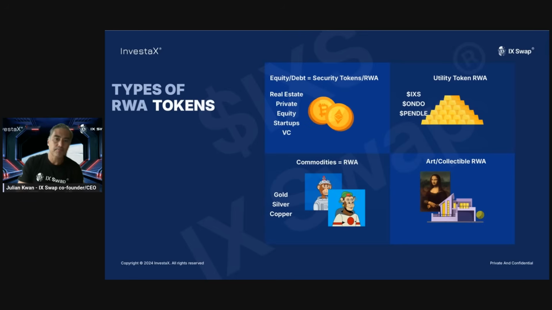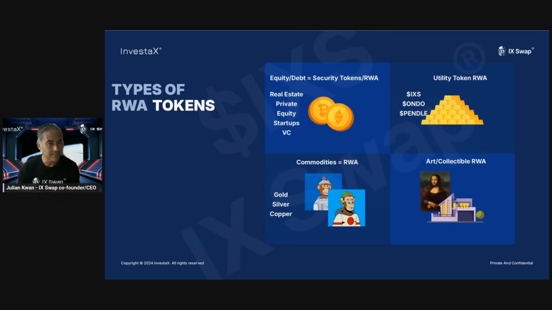Now, looking specifically at our industry, the real asset tokens, we actually have a few different types. Let's start with the ones that everyone knows best, and maybe the only ones people think exist. Utility tokens of RWA platforms. IXS is the best example for me because it's a utility token of IXSwap and InvestaX. Now, it's a cryptocurrency. It's not a security. It's not a real-world asset. It's not equity. It's not debt. It's not real estate.